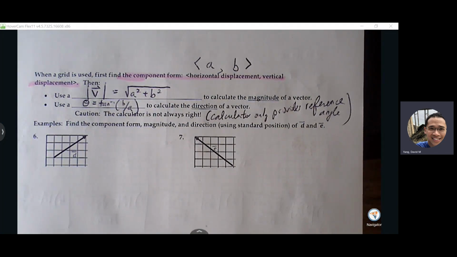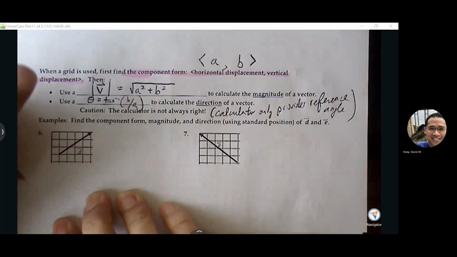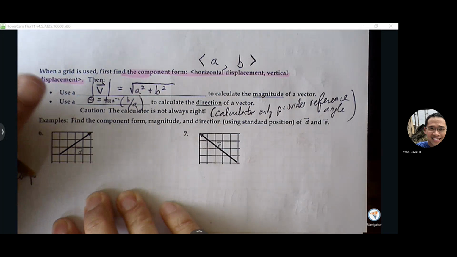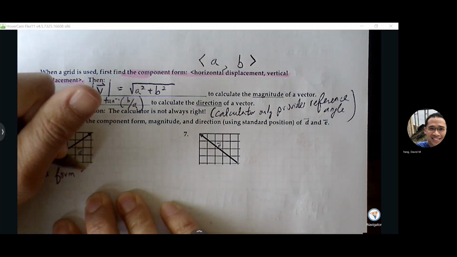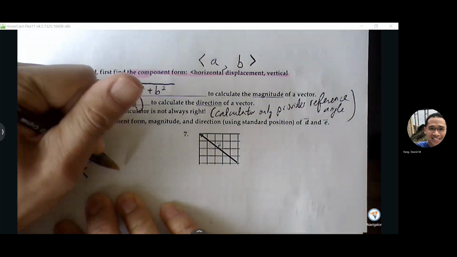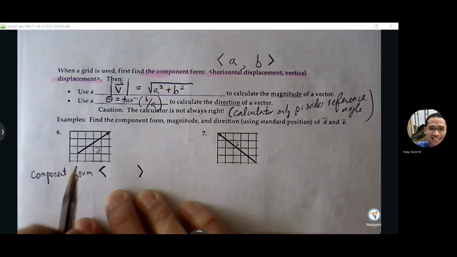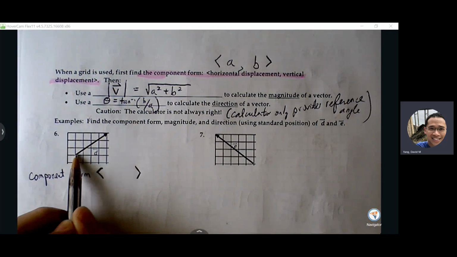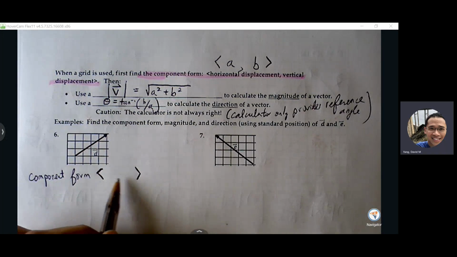So it says find the component form, magnitude, and direction using standard position. That just means give a degree measure between 0 and 360 of vector D and vector E. Okay, so first let's do component form. I use these chevrons or angle brackets here. We're going to start at the tail and move to the tip. We're always going to do horizontal first, followed by vertical.